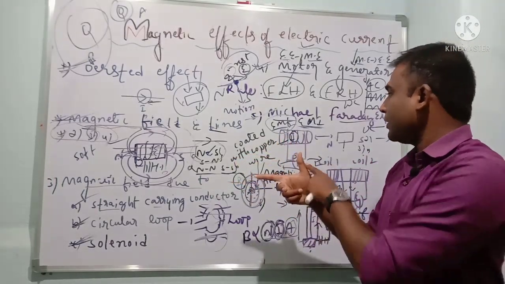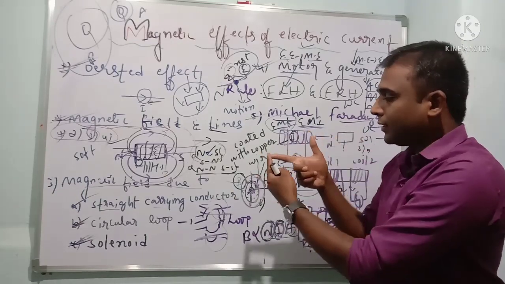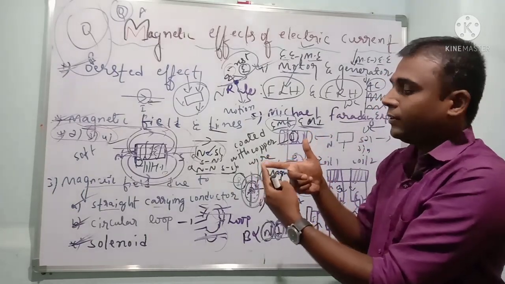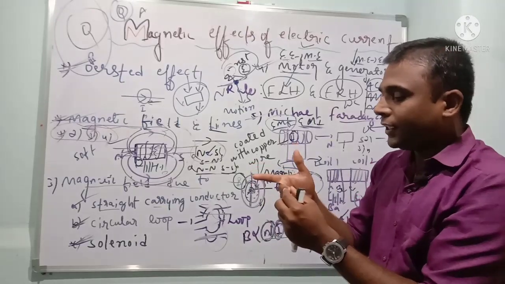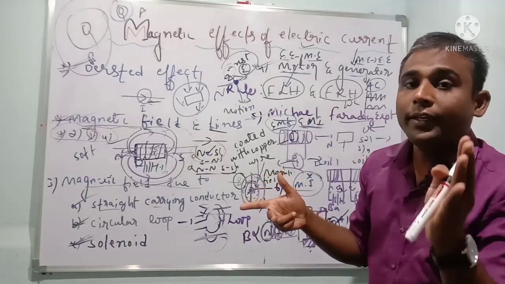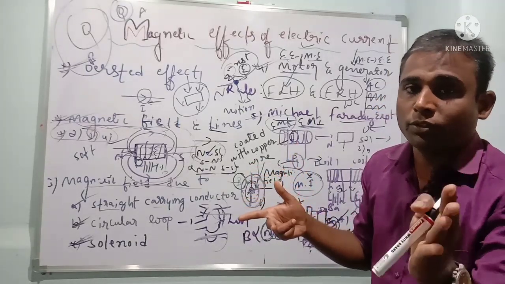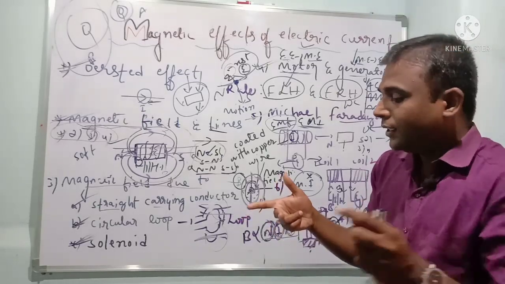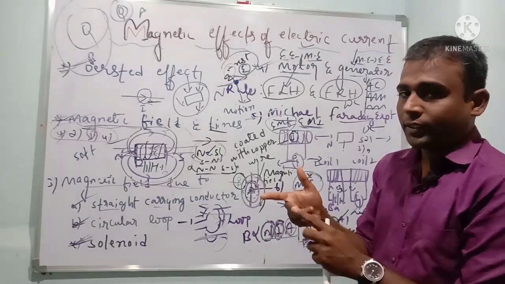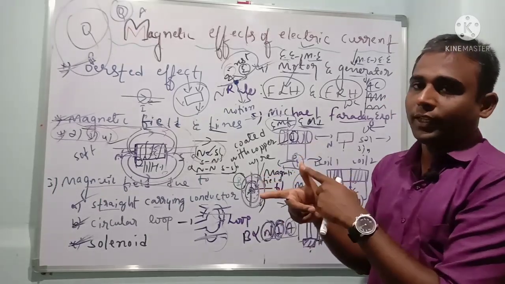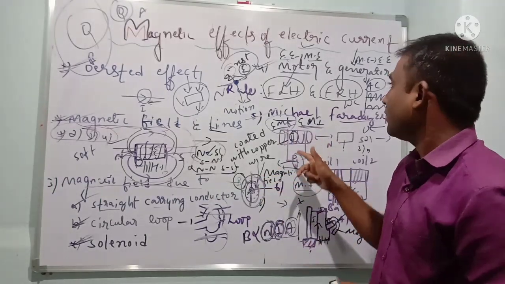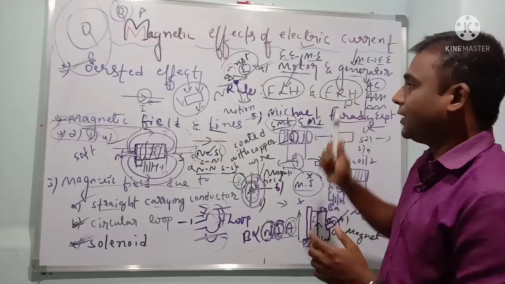Then the thumb tells the motion of the conductor. The forefinger tells the direction of the magnetic field. The middle finger indicates the direction of the induced current or electromotive force. Very, very important point: induced current, magnetic field, motion of the conductor. This is over. That is the rule used in the generator.